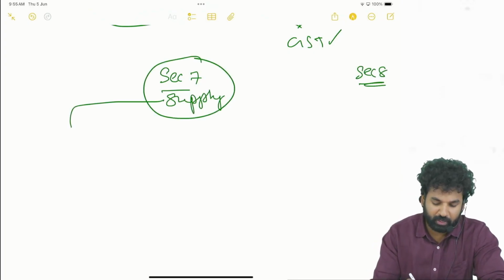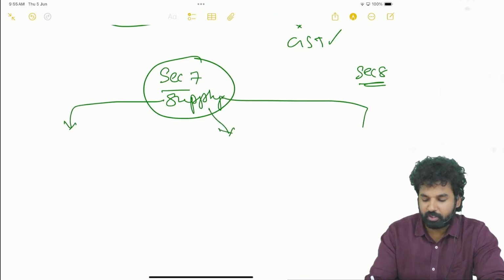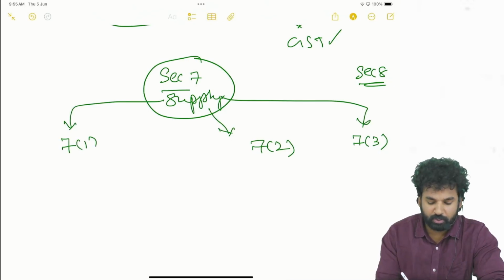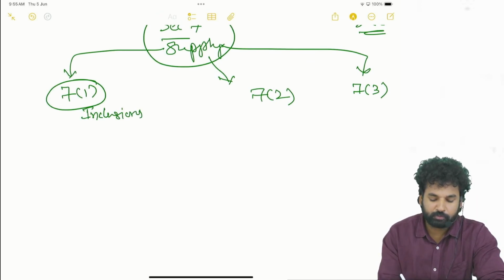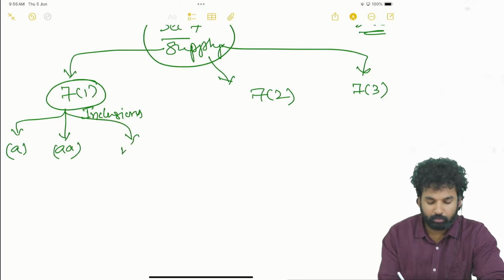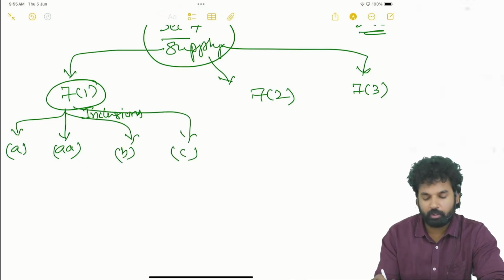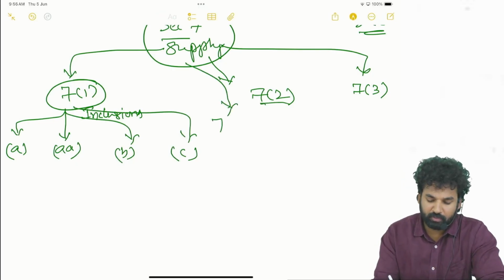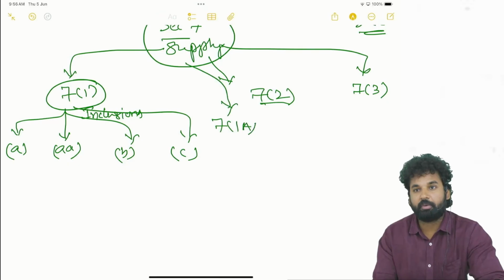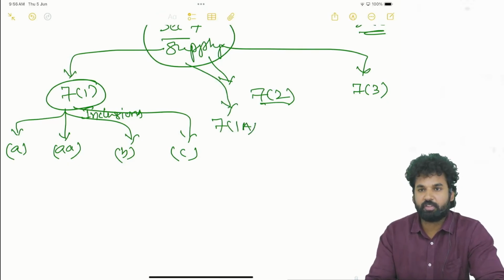Section 7 will have three different subsections: 7 subsection 3, 7 subsection 2, 7 subsection 1. Okay, 7 subsection 1 talks about inclusions: supply includes. In this we have 4 clauses, A, B, C and so on. 7 subsection 2 is there, and one more, 7 subsection 1A, with capital A, is also there. 7 subsection 3 is there.